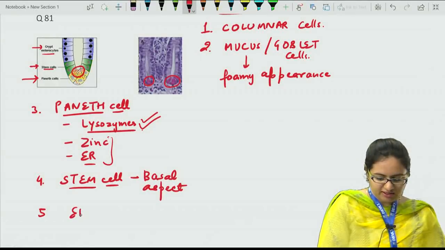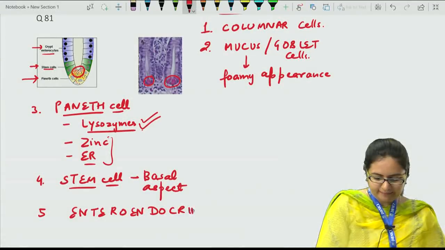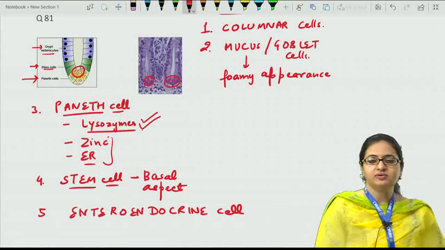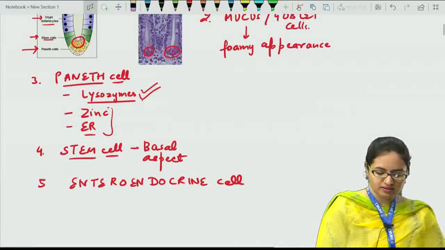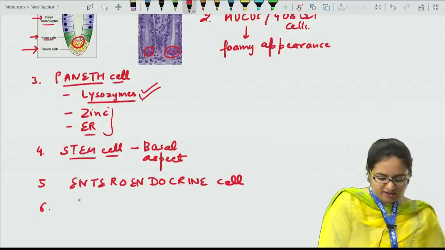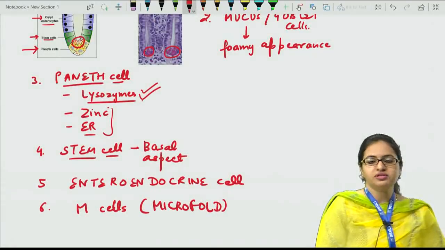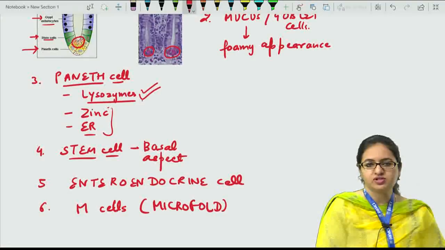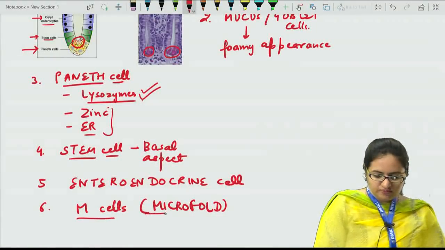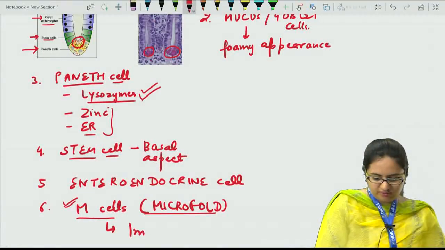Apart from this, we have the enteroendocrine cells. The enteroendocrine cells release hormones which have a paracrine and endocrine effect. Apart from this, we have M cells, also known as microfold cells. Now these microfold cells are modified enterocytes which are present over collections of lymphocytes. Wherever there are large lymphoid aggregates, over that area the enterocytes modify to form these M cells, and they are responsible for immunity.